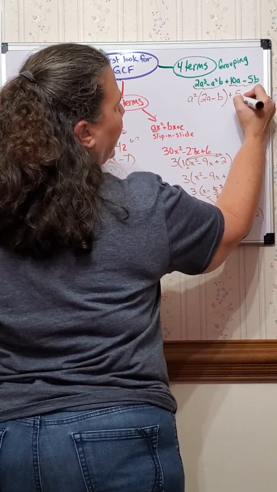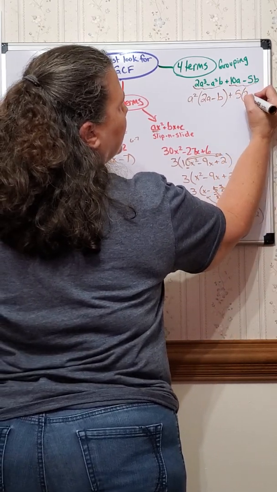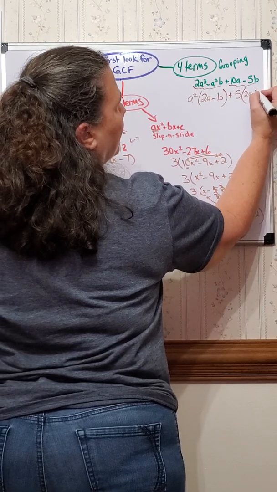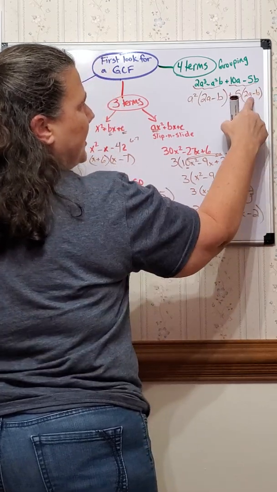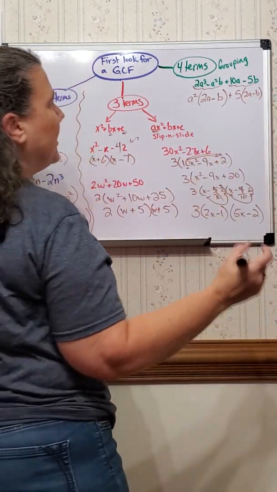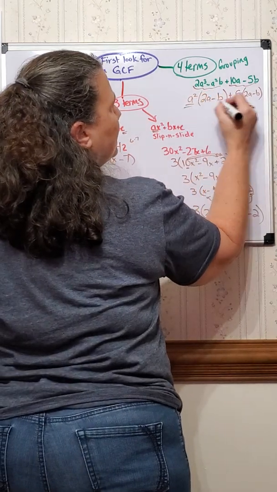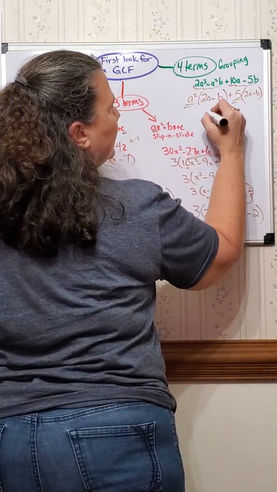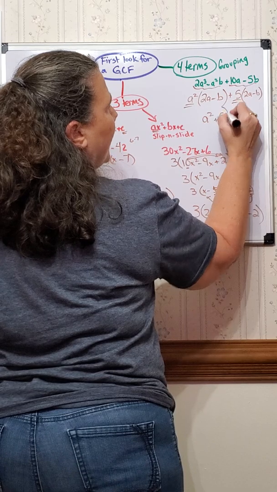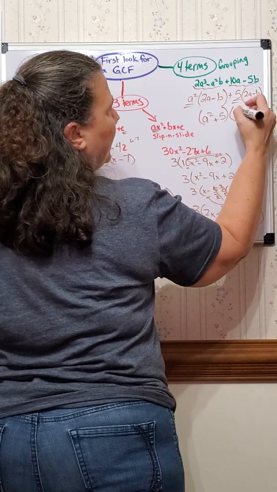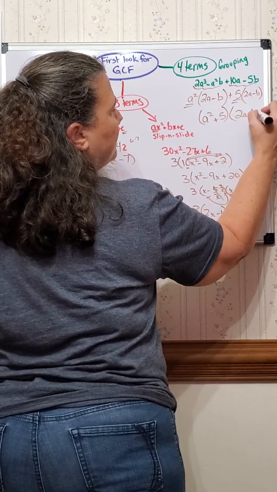Here, I'm going to pull out a 5. That's going to leave me a 2a there, minus b. These two are the same, which is exactly what I want. So I'm going to take these two there on the outside. I'm going to put them together. A squared plus 5. And I'm going to bring that one down to a minus b.